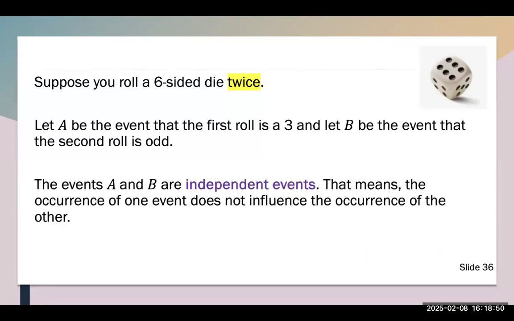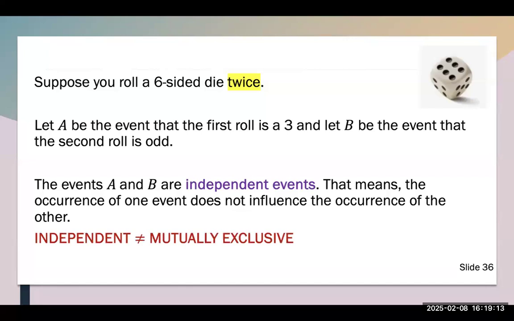So these events, when we roll a 6-sided die twice, we call these events A and B independent. That's because what I got on my first roll doesn't influence my second roll. So when one doesn't influence the other, then we call the events independent.